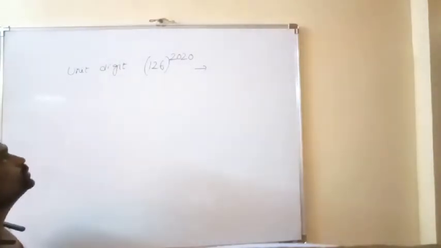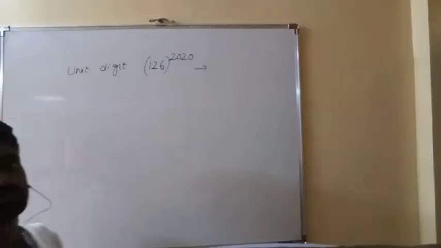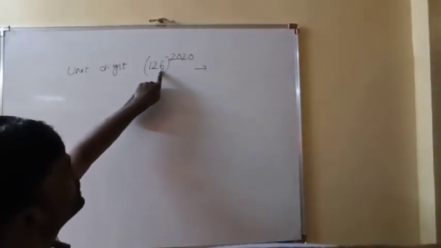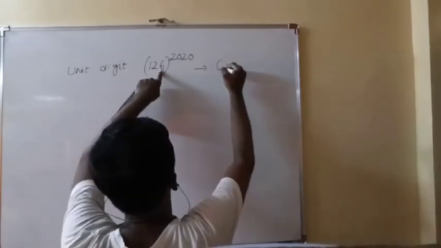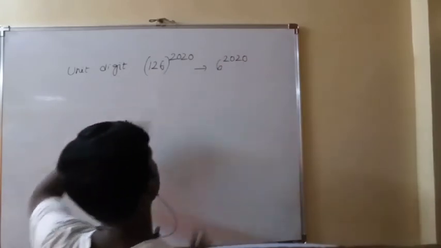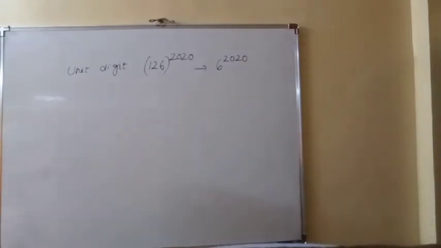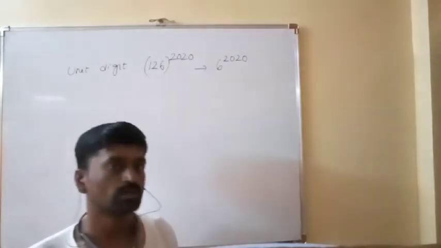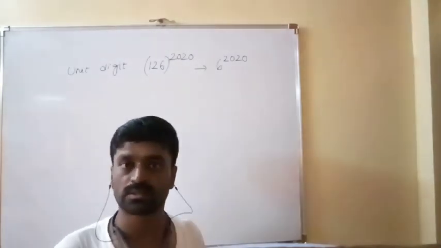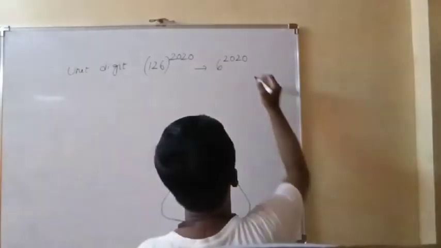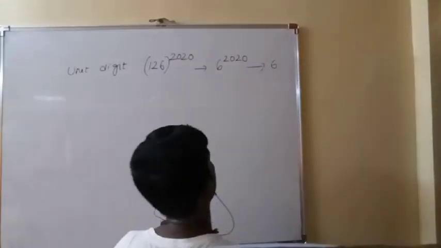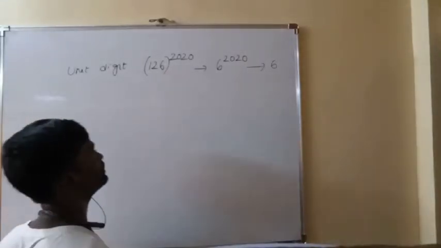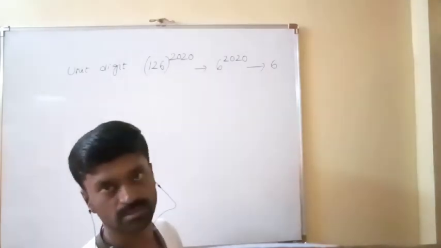So look at this problem. What is the unit digit in 126 power 2020? So in the base 126, what is the unit digit? 6. So the unit digit in 126 power 2020 is the same as the unit digit in 6 power 2020. But you know that the unit digit in 6 power n is 6 for any natural number n. So obviously, the unit digit in 6 power 2020 is 6. Thus, the unit digit in 126 power 2020 is 6.